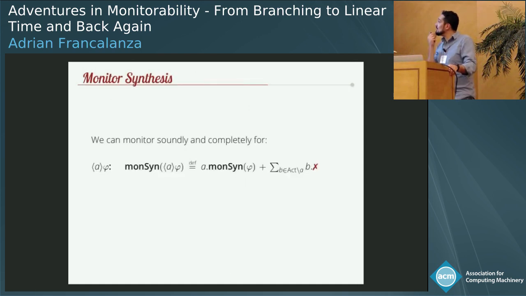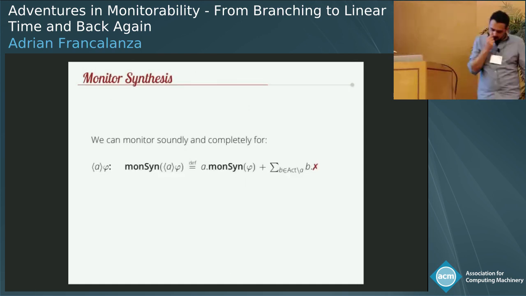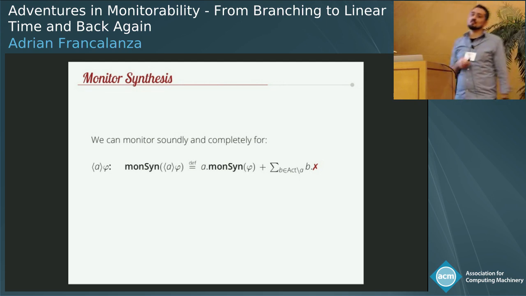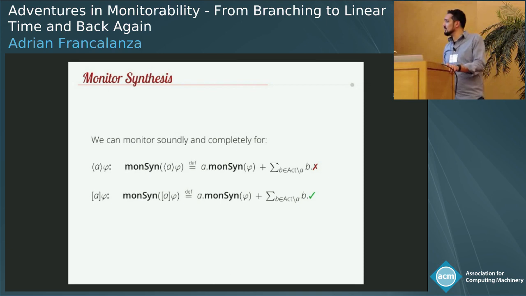And let me talk a bit about synthesis. We can synthesize in an adequate way most of the operators. So for example, the diamond modality you would synthesize in the following way when you generate a monitor. Essentially, you would generate a monitor that says, whenever I see an A, I continue monitoring according to the continuation. If I see anything else that's not an A, I immediately reject. The box is dual.